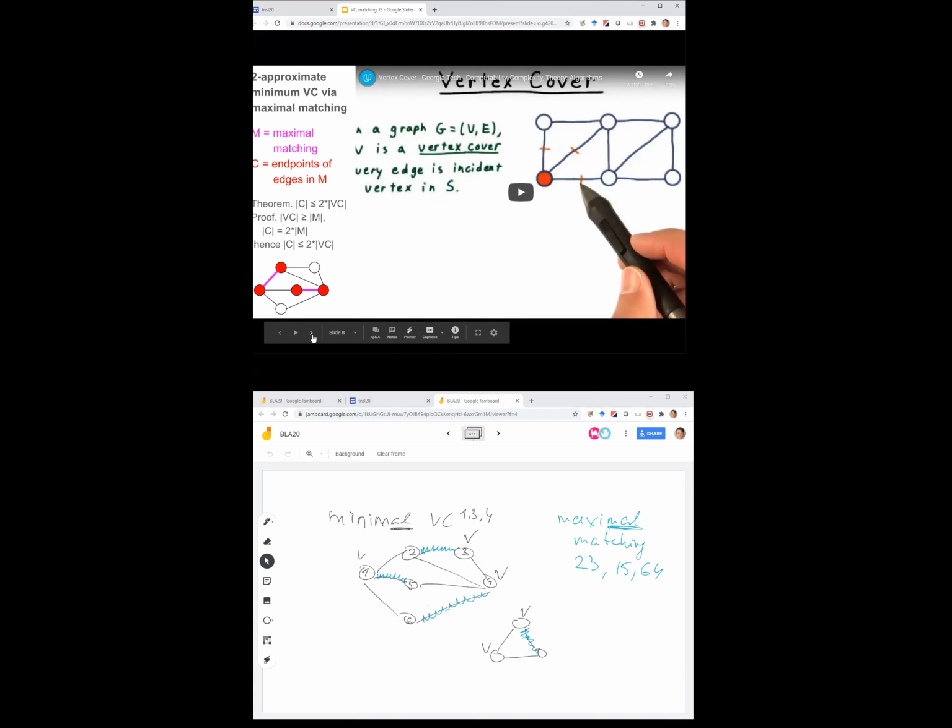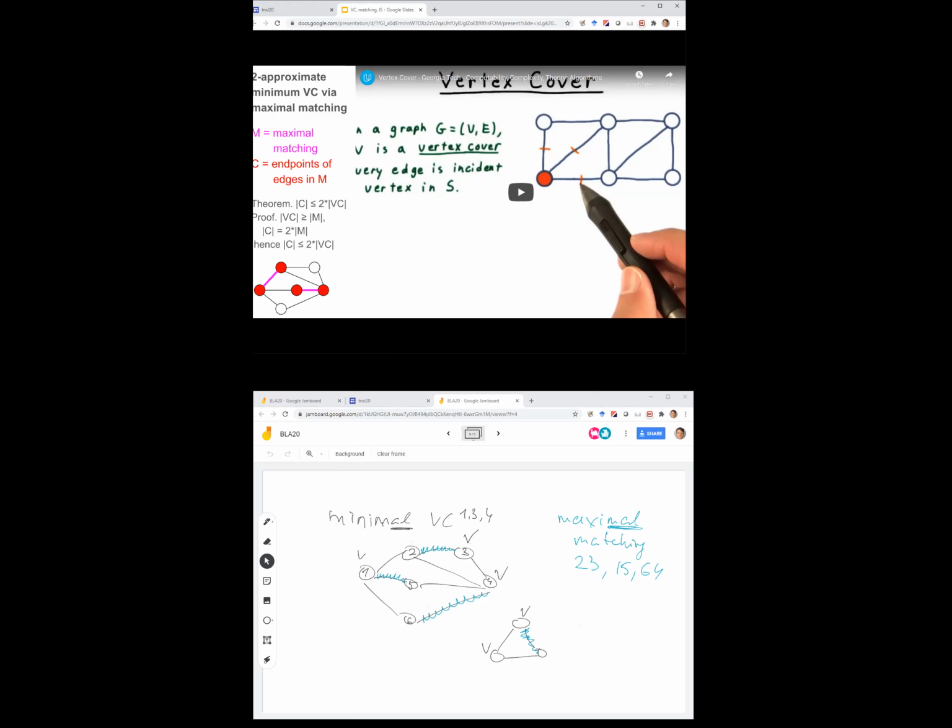What I want to do now is the approximation to the minimum vertex cover via maximal matching. And to motivate this approximation, I want to ask this question. How good can minimal and maximal be in comparison to minimum and maximum? So we know that the minimal is not necessarily minimum, maximal is not necessarily maximum, but how far from the optimum can we be?